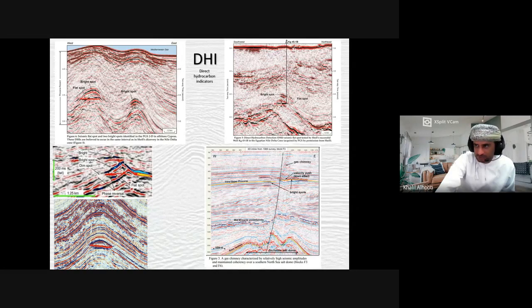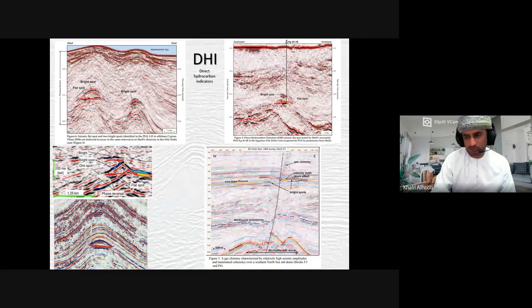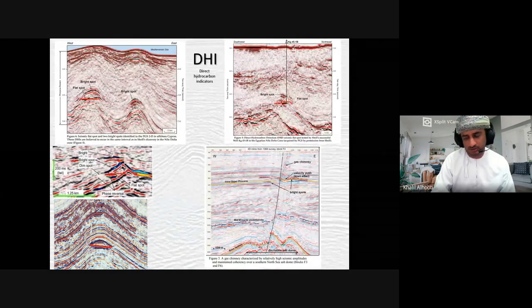This is also a flat spot. Wow, a really interesting flat spot. They are direct hydrocarbon indicators. Actually, they represent fluid contact. What's a fluid contact? Beneath the oil is water. Beneath the gas is oil. Those contacts are usually flat. Fluid contacts are usually flat.